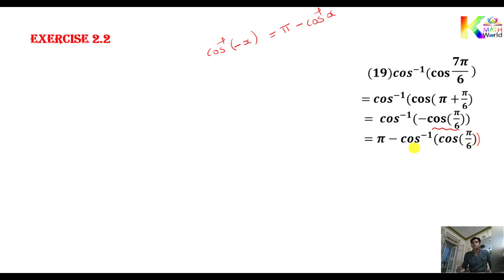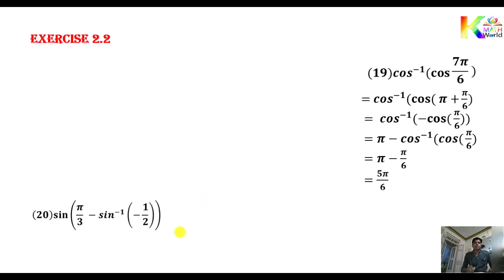Okay, so now this is like cos inverse of cos x. The range of cos inverse is 0 to pi. So cos inverse of cos x, what should be the answer? x, but only when that x lies in this range. So 30 degrees obviously lies in this range. So you get pi minus pi by 6. Now we can consider the LCM: 6 pi minus pi, that is 5 pi, so 5 pi by 6. That should be your answer.